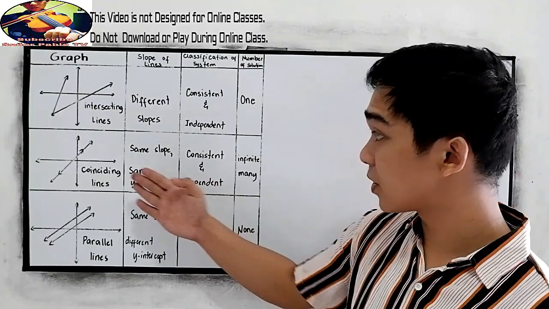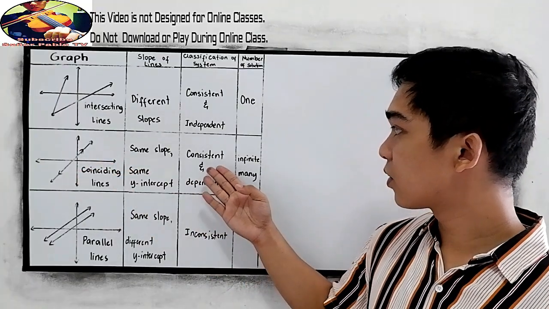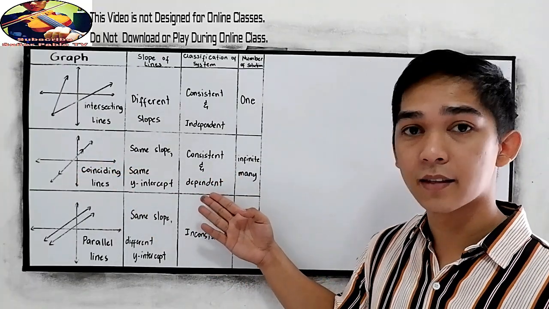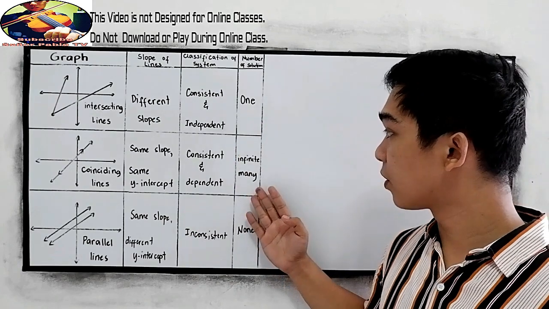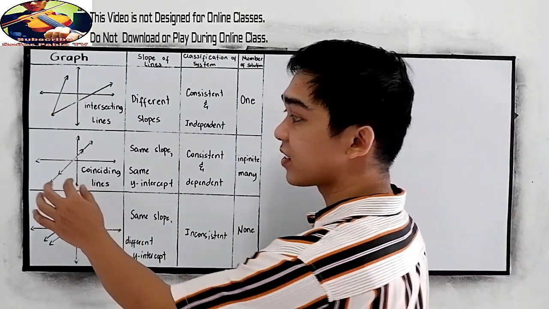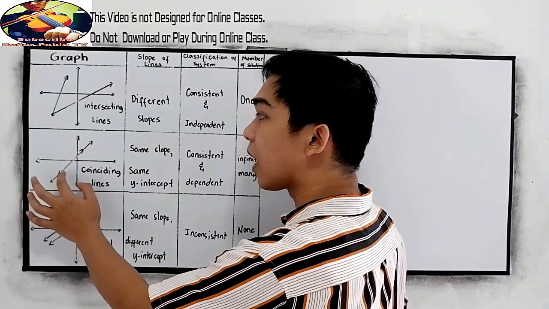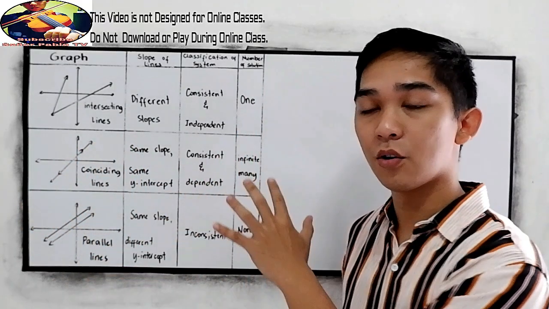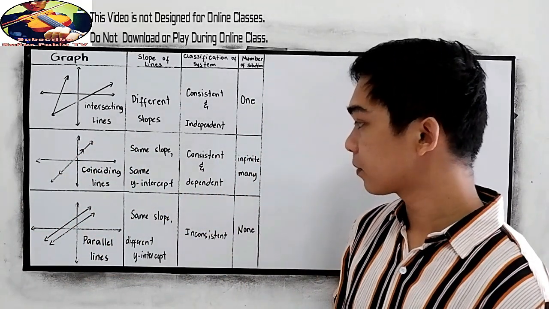And of course, the classification of the system is consistent and dependent. For the number of solutions, we have infinitely many solutions. So if we extend this line, we will come up with many, or infinitely many, solutions.